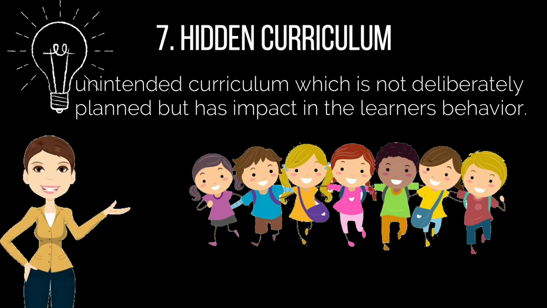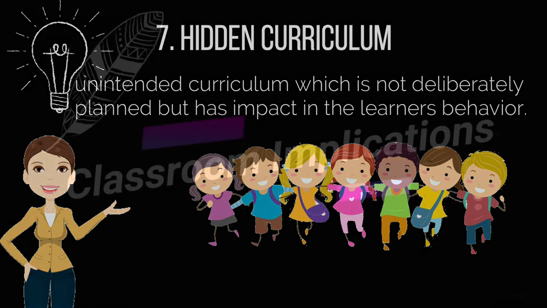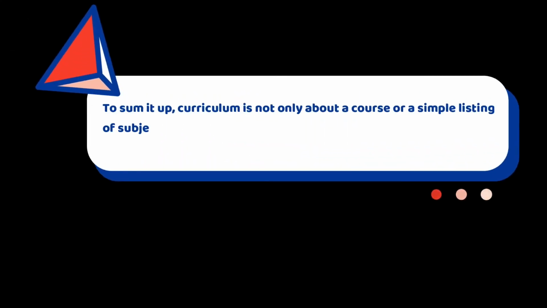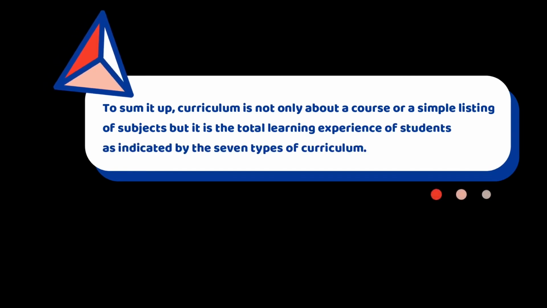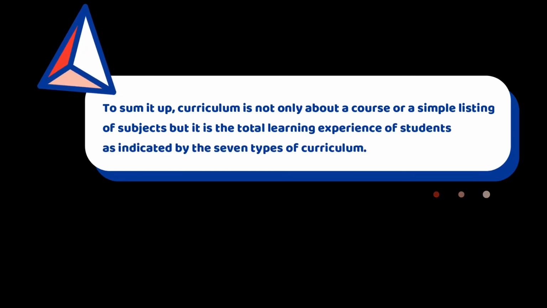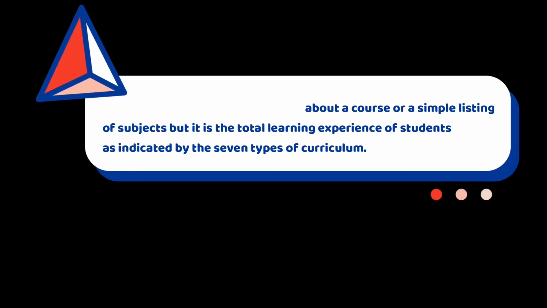These are unintended curriculum which is not deliberately planned but has impact on the learner's behavior. One good example of this is friendship that a learner can build with his or her classmate as time goes by. To sum it up, curriculum is not only about a course or simple listing of subjects, but it is the total learning experience of students as indicated by the 7 types of curriculum.